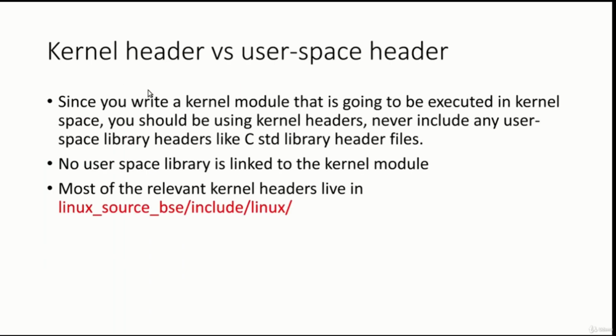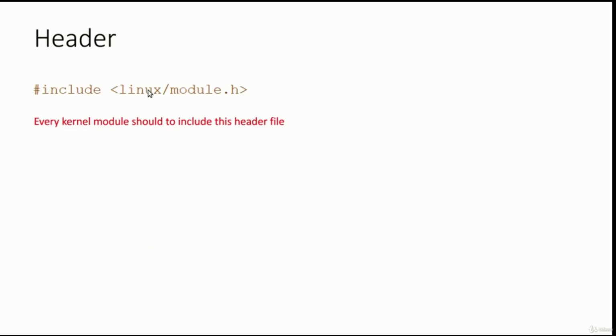Let's explore the difference between a kernel header and a user space header. For example, what you just saw here is a kernel header. An example of a user level header may be stdio.h. That's a header file which you find in the standard C library. That's the user level header. This is a kernel header.